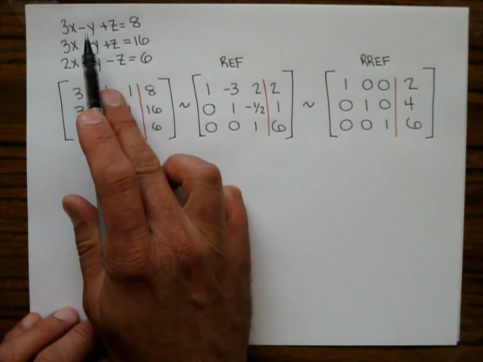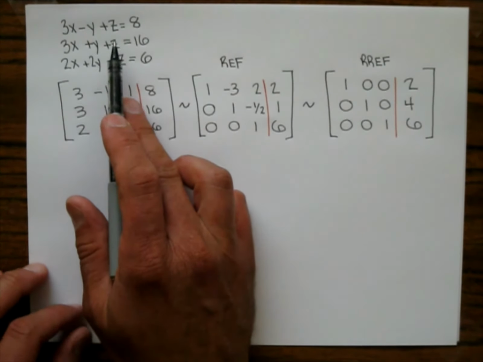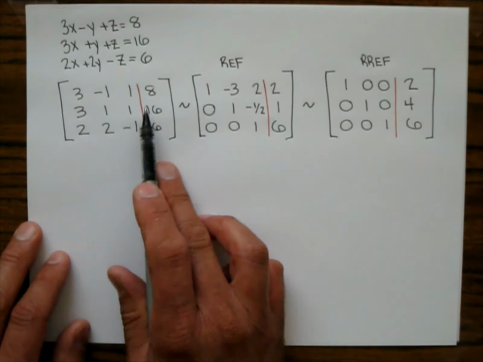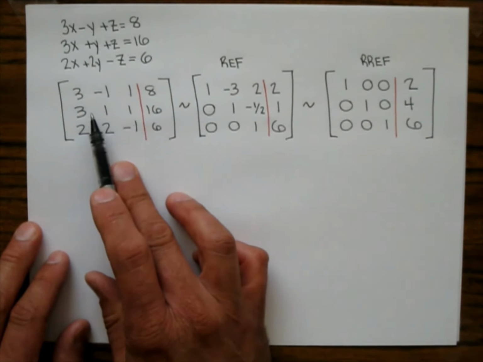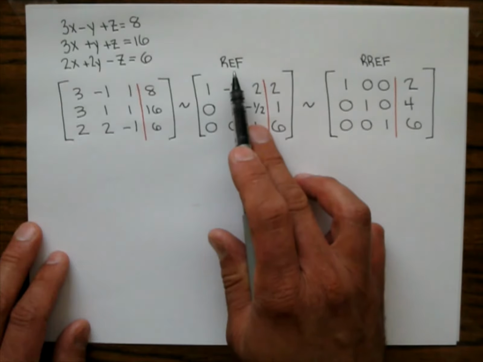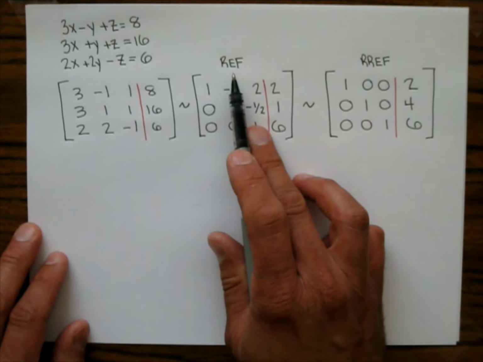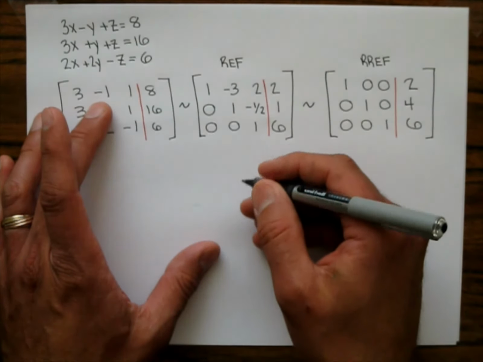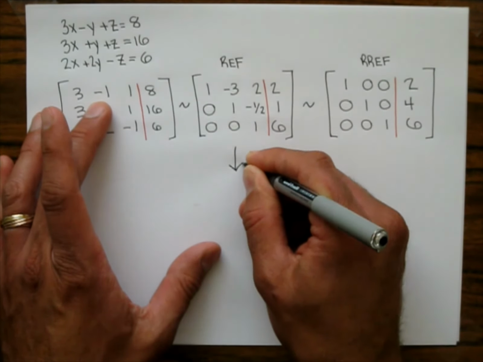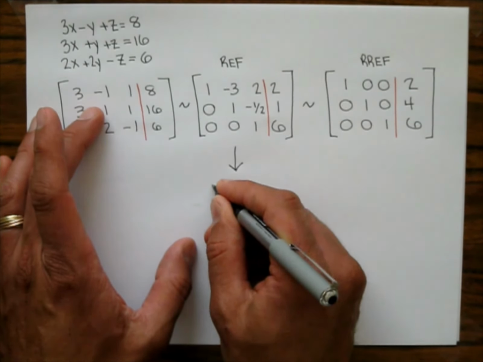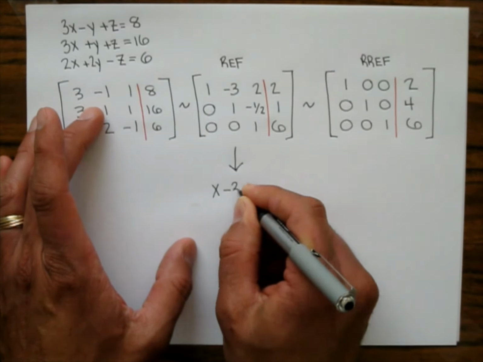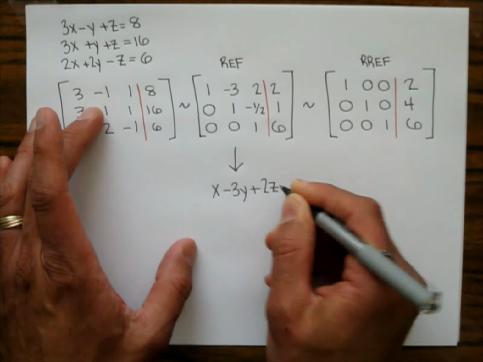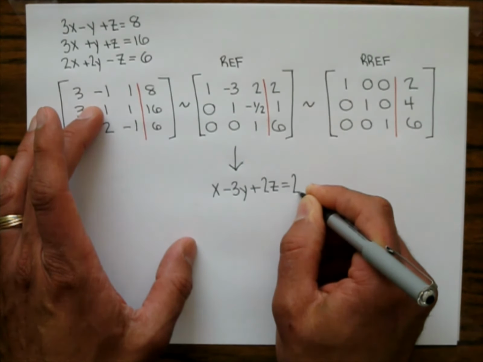3 by 3 means 3 equations, 3 unknowns. You put it into an augmented matrix, do row operations until you get to REF. When you get to REF, you can stop and write out the equations. So this is x minus 3y plus 2z equals 2.